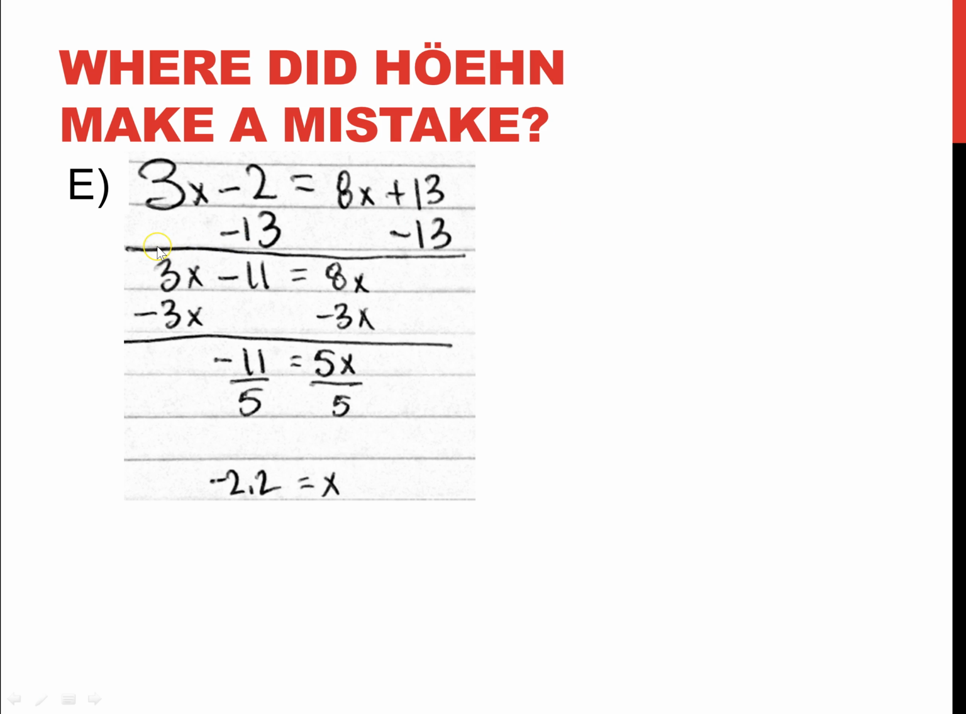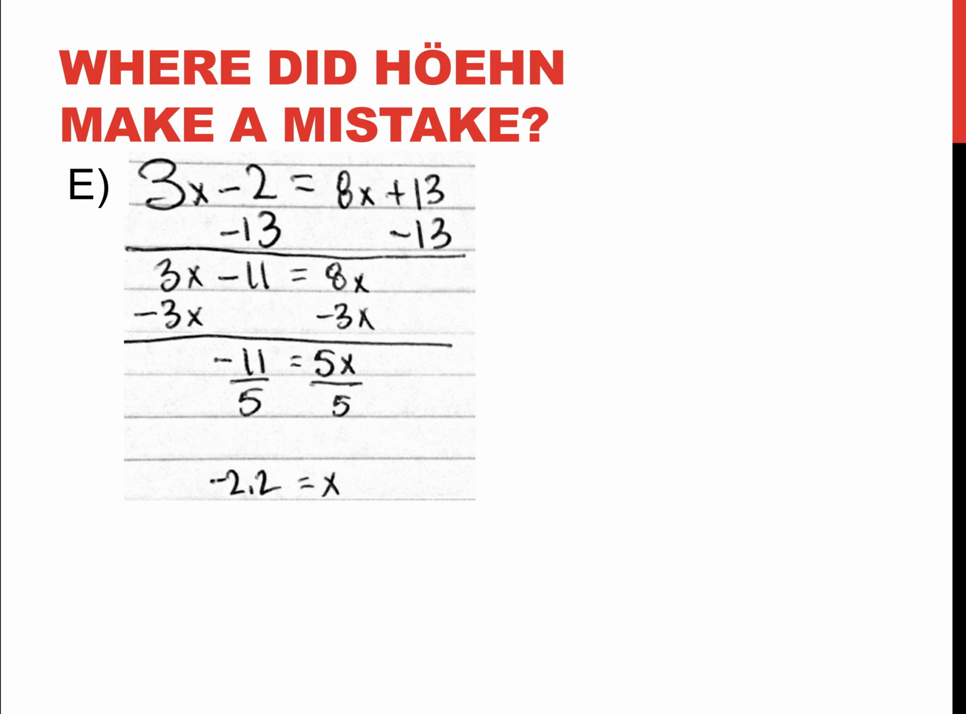So my first step in my work is not to move the x, which is fine. I moved the positive 13. So the opposite of positive is negative, so I subtracted 13 from each side. So the 3x comes down and I have negative 2 minus 13. Well, 2 less than 13 is 11. So I have 3x minus 11 equals 8x.